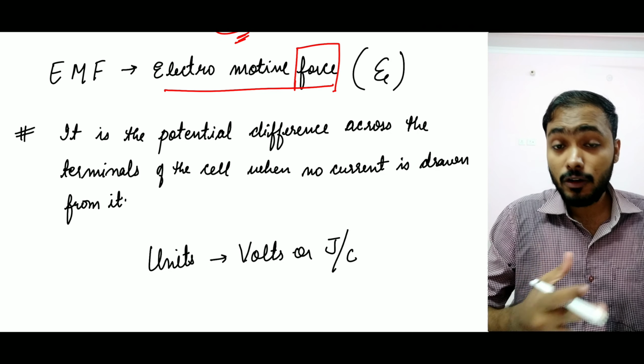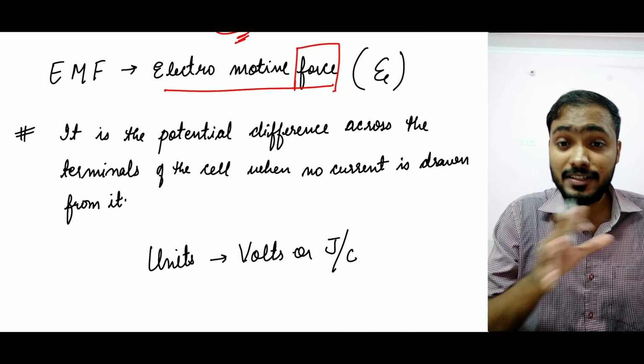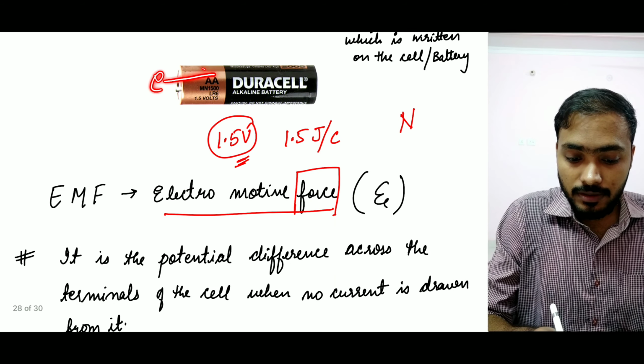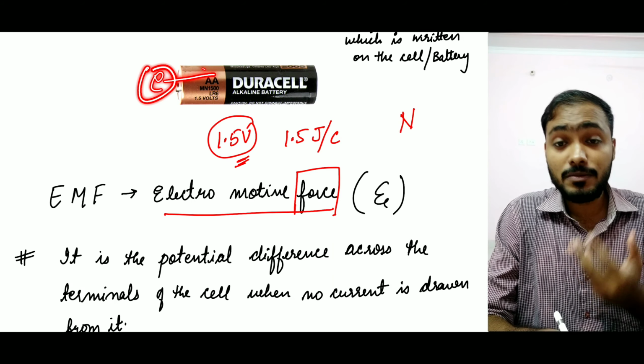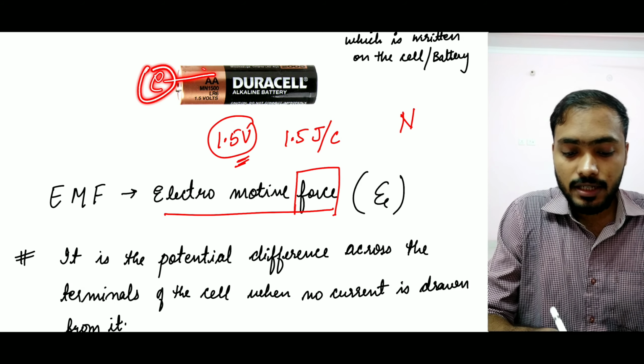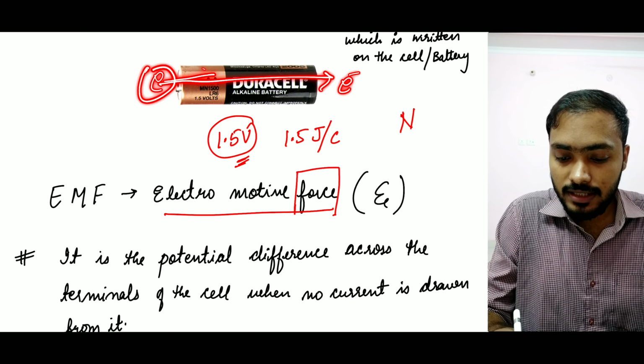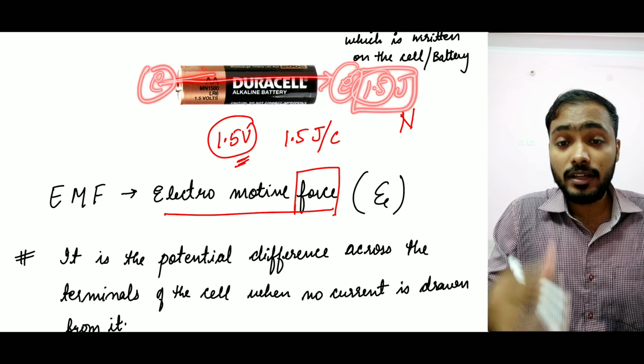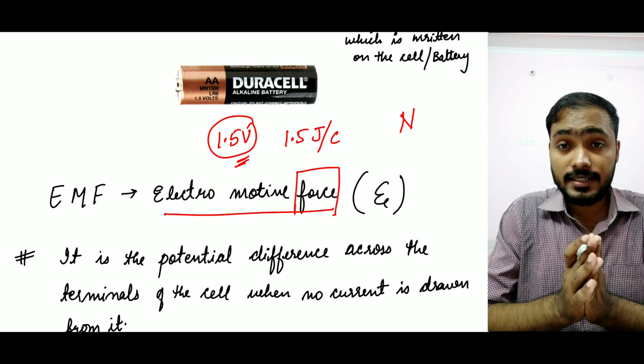It is not a force, although it is written electromotive force, it is a measure of energy, right? So if an electron, let's assume it is having 1 coulomb charge, travels from here to here, then it will gain 1.5 joule energy. This is what it is telling us, right? I hope you guys can understand that, right?